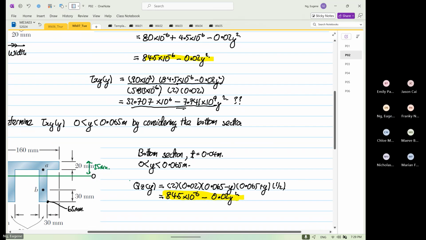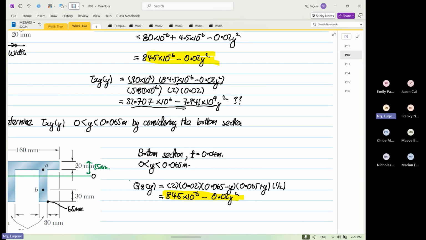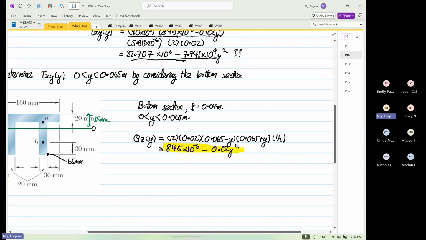So if you look at this expression over here, by considering the bottom, and if we consider the top, the first moment of area is exactly the same, right? So whether you derive from the top or you derive from the bottom, the answer will and shall always be the same. Okay? So we have done this briefly before, I think in one of the examples last week. We calculate from the top and bottom. The first moment of area is the same, but down here it is a function of y.